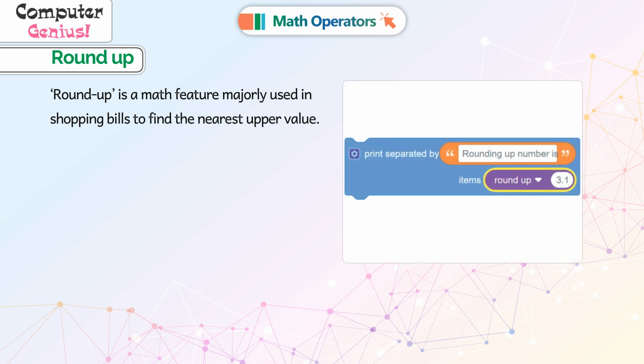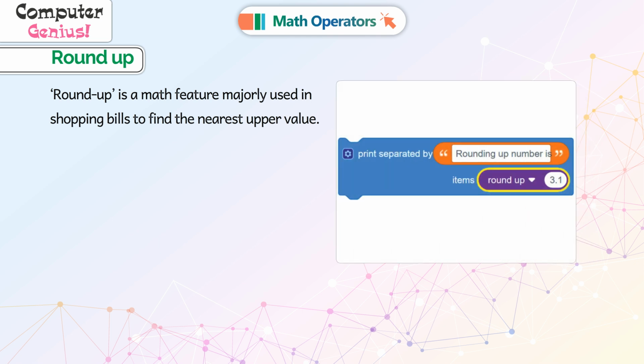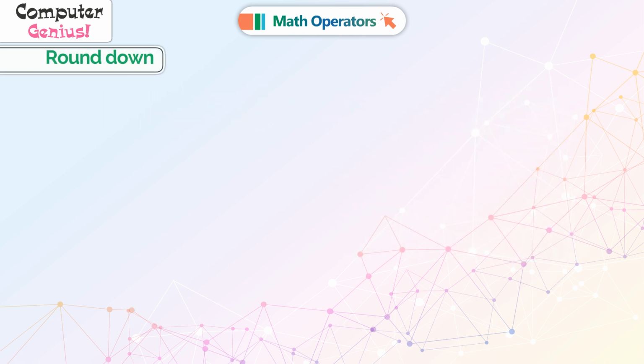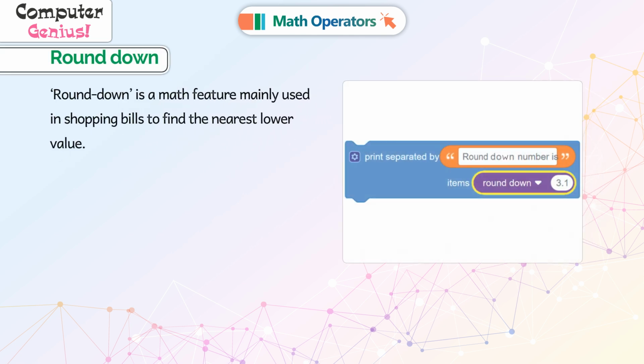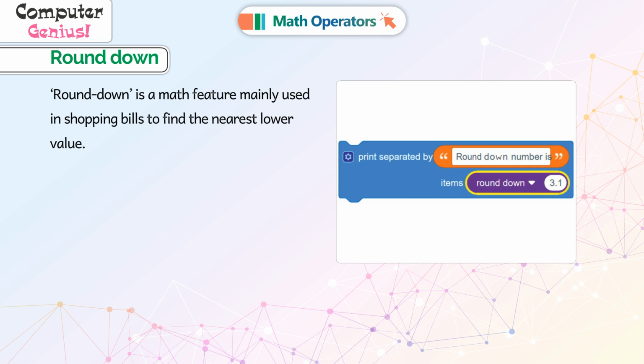Roundup. Roundup is a math feature majorly used in chopping bills to find the nearest upper value. Round down. Round down is a math feature mainly used in chopping bills to find the nearest lower value.